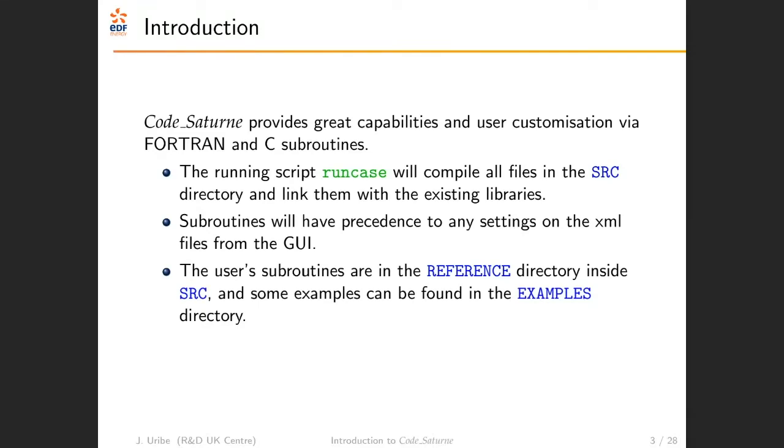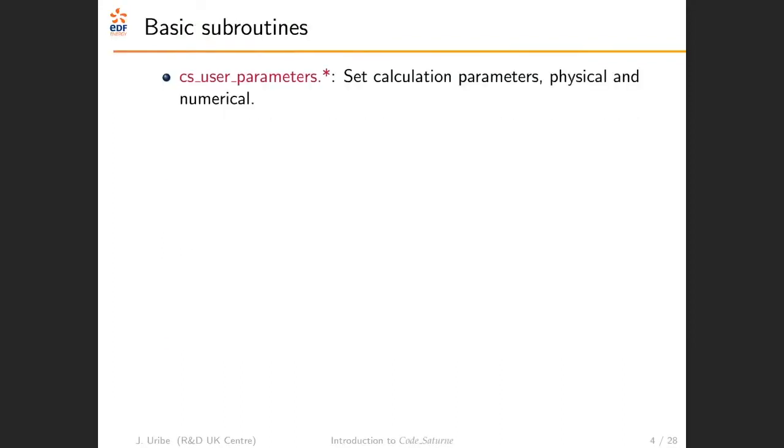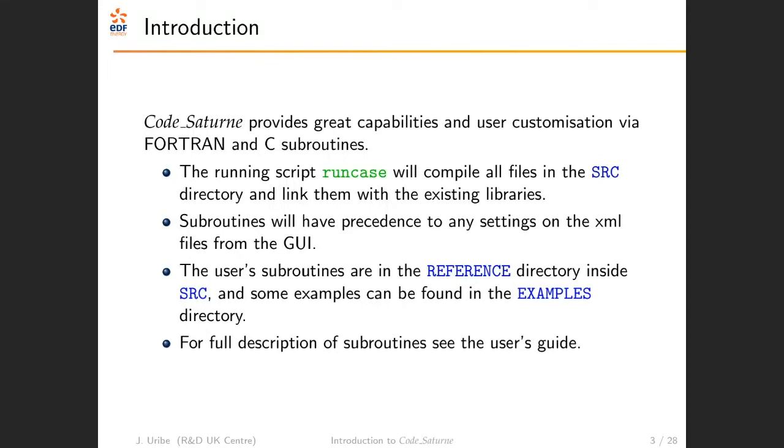As I said before, there's a reference directory and an examples directory. They can be either copied into your case when it's created, or you can find them in the installation directory, or you can access them via the subroutine editor that I'm going to show you in a minute. Needless to say, the user guide, the help and the theory manual have a lot more information on the subroutines, as well as the Doxygen documentation, which I'll show you at the end.